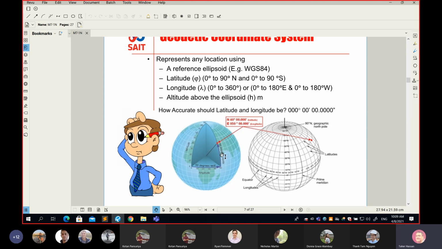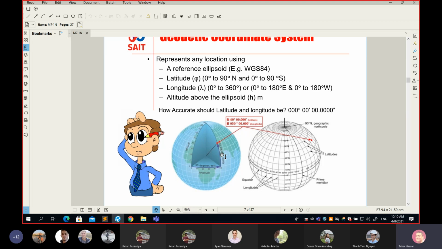So for example, 1 degree is 111 kilometers on the surface of the earth, because this is an angle at the center of the globe. And remember, our globe is a big ball of radius roughly about 6,370 kilometers. So we have to be very accurate. You can see, we must state the degree, the minute, the arc second, and even 4 decimal places of the arc second, if we want to represent our location to the millimeter level of accuracy.